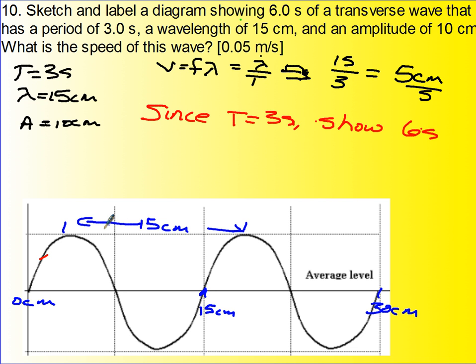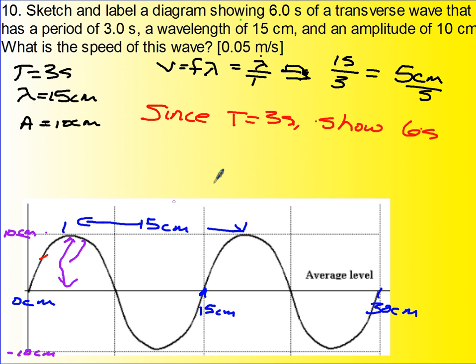It has an amplitude of 10 centimeters. So the amplitude is the vertical distance from the equilibrium line to the top. So this is 10 centimeters. And this is negative 10 centimeters. Because remember, the amplitude is measured here.